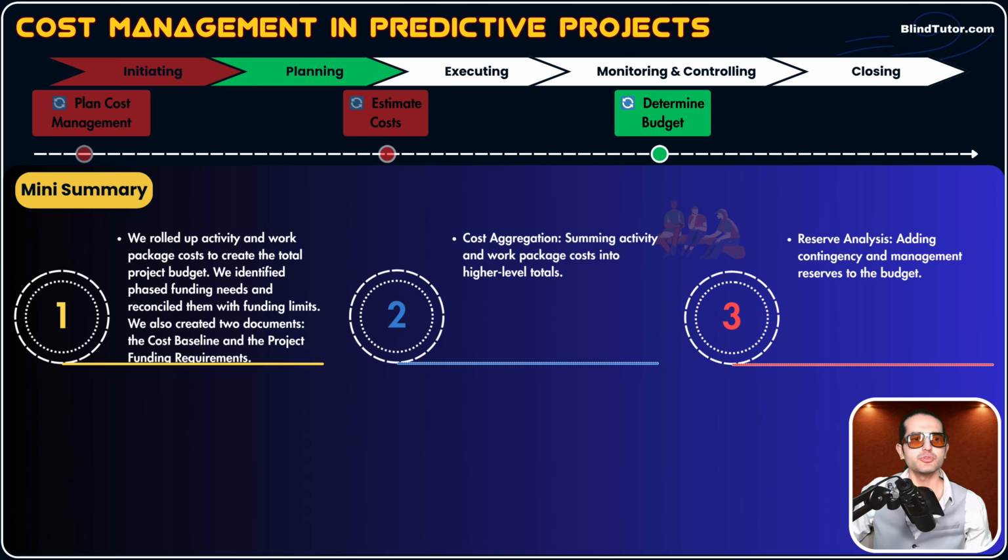Then we also applied reserve analysis. We apply reserve analysis to come up with contingency reserve and management reserve of our project, guys. What's contingency reserve? That's extra money that we put aside for identified risks, because when determining budget, we need to consider risks that are identified in the risk register.